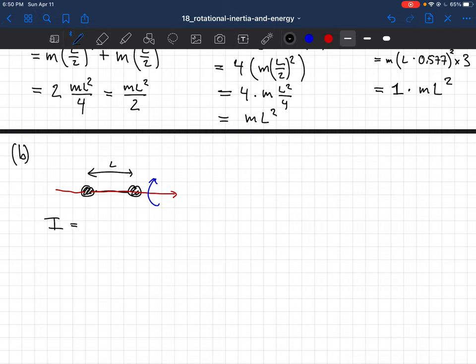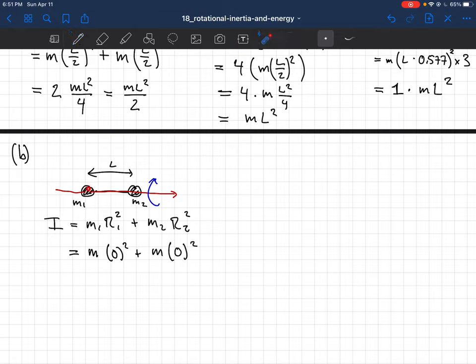So what is our I? Well, I is equal to m1 r1 squared plus m2 r2 squared. This is m1 and m2. And we don't need to calculate much, because we get m times 0 squared plus m times 0 squared. The distance of each of these masses from the axis is 0. Neither of them are any distance from the axis. They're both sitting on the axis. So the moment of inertia of this thing is 0, meaning that it doesn't have any resistance to acceleration.